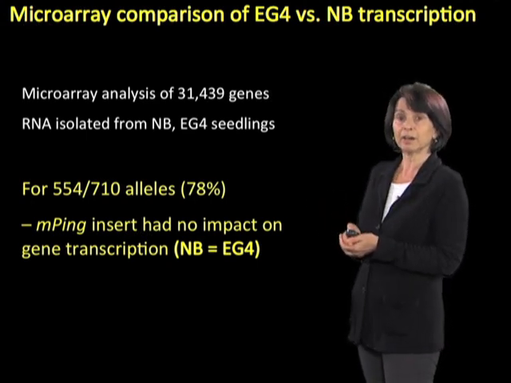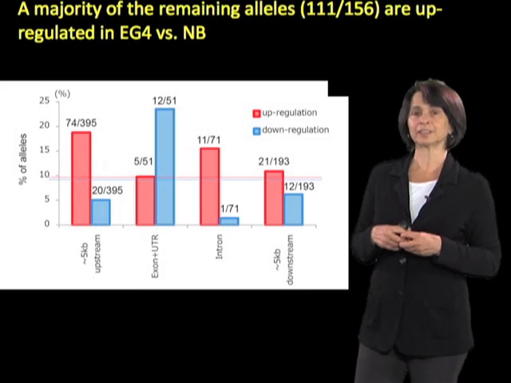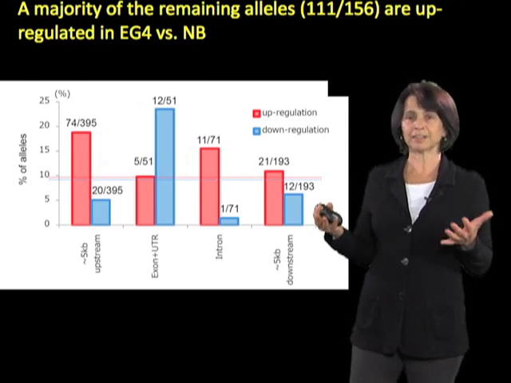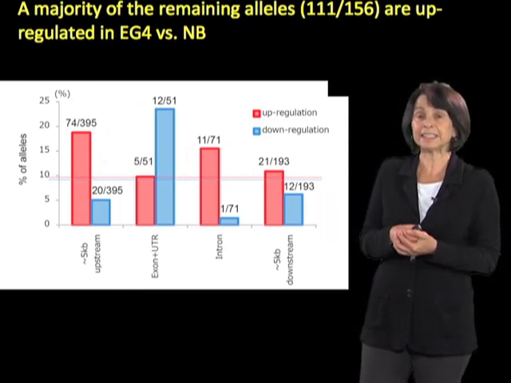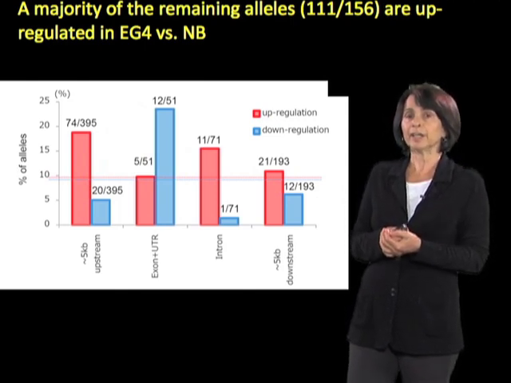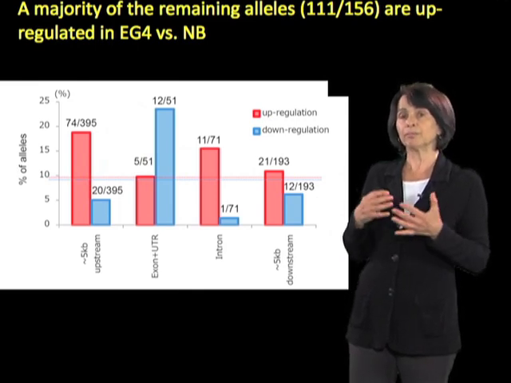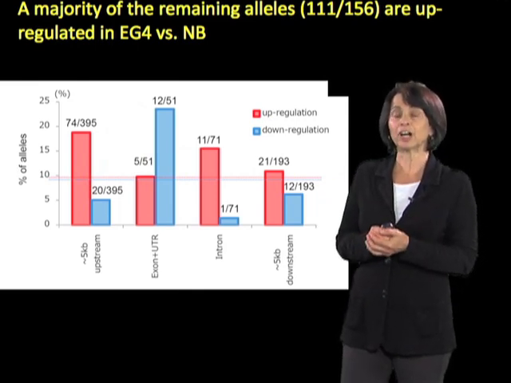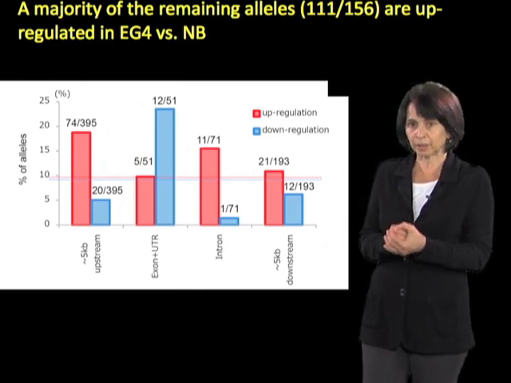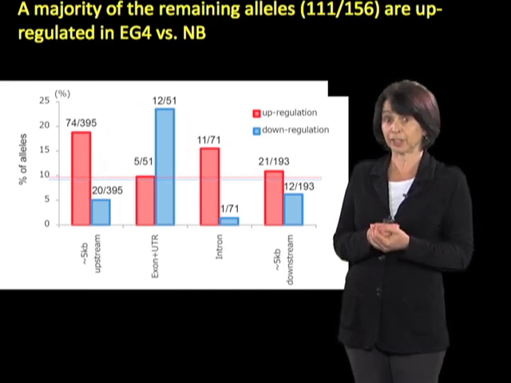So this is a pretty benign effect on host transcription. What you see in this slide is a comparison of the expression of the remaining alleles, that is those where we did see a difference between the transcription in EG4 and Nippon-Bari. And for approximately three quarters of those alleles, we saw upregulation in EG4. That is, the presence of the Emping element was correlated with increased transcription of the gene.